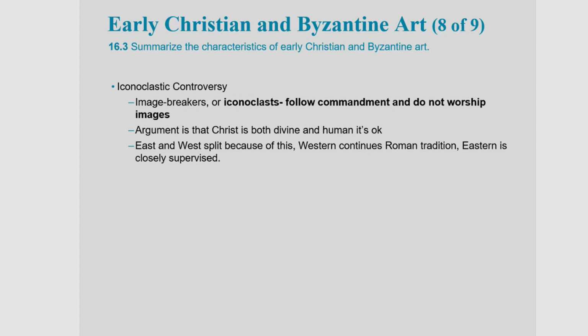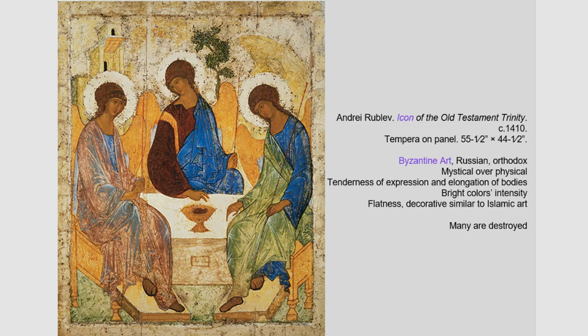So we have this idea about the iconoclastic controversy. So these are iconoclasts. They want to destroy images that they believe break the commandment to not worship. An argument that someone could make, that people in the past made, iconophiles, would be that Christ was both divine and human, so it's actually okay. And the East and West, of course, split because of this. The Western continues the Roman tradition of showing images. The Eastern is more closely supervised to not.